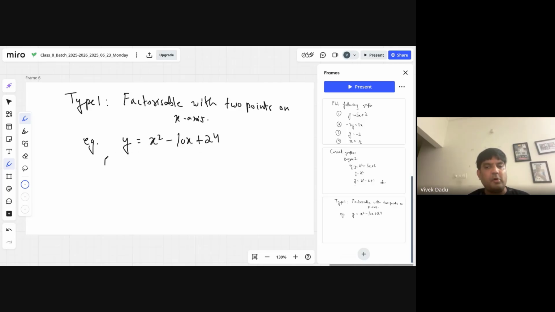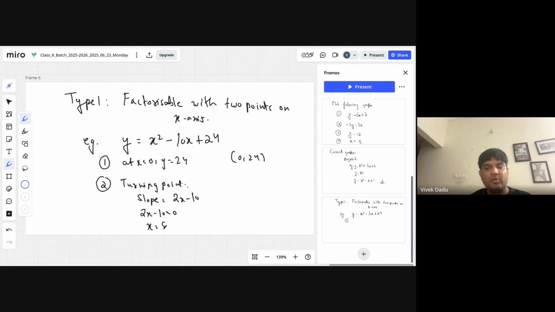Like this. So, steps wise, first find y point at x equal to 0. Y is 24. So 0, 24. Second, turning point. How do you find turning point? You find the slope equation, which is 2x minus 10. Put it to 0. X equal to 5. And then you find y equal to 5 square minus 10 into 5 plus 24, 25 minus 50 plus 24, minus 1. So 5 comma minus 1.